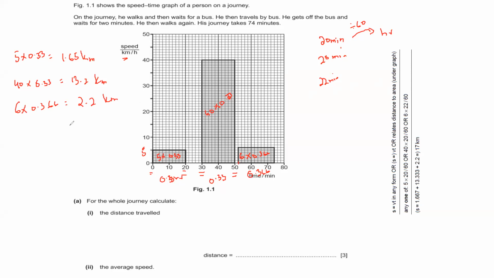So when we calculate the total distance, that will be the total area of the graph. So 1.65 plus 13.2 plus 2.2 is equal to 17.05 kilometers, or we can use three significant figures, so we can write 17.0 kilometers. Is it clear? The distance traveled by this. Is it clear to everyone? The area under the graph is giving us the distance traveled.